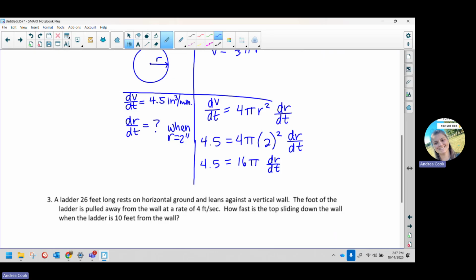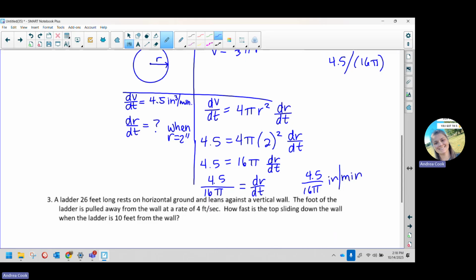So please be careful. If you are one of those people that write your division bars like that, you need parentheses around the 16 pi. I'm going to write it as 4.5 over 16 pi. What are my units? Inches per minute. So again, radius, we're finding dr over dt. What is the radius measured in? Inches.